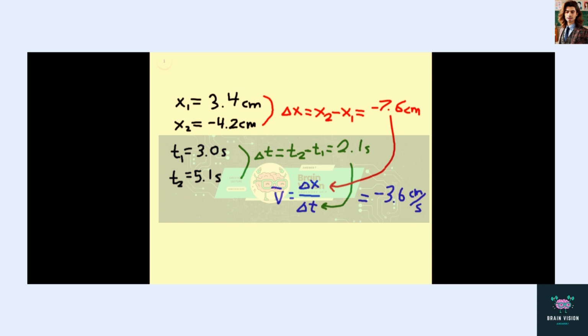Notice the difference here between average velocity and average speed is that average speed would be the magnitude of this, so it would be positive 3.6 centimeters per second. But since we're looking for average velocity, we need to also know the direction. And here, moving in just one dimension, direction is indicated by a positive or negative sign. So it's that negative sign there that tells you the direction of your average velocity, which is what we want.